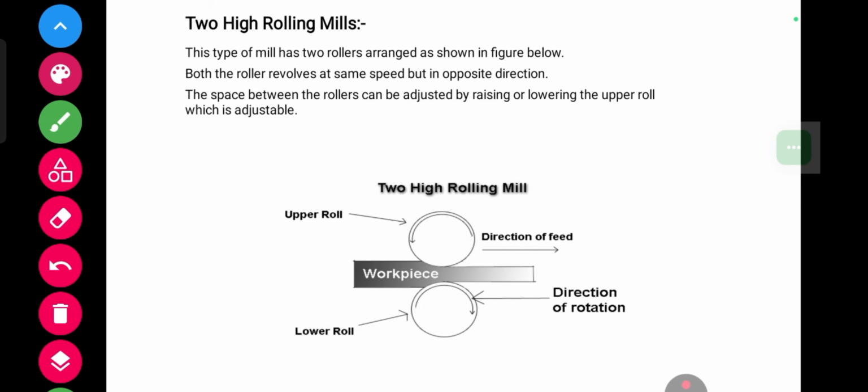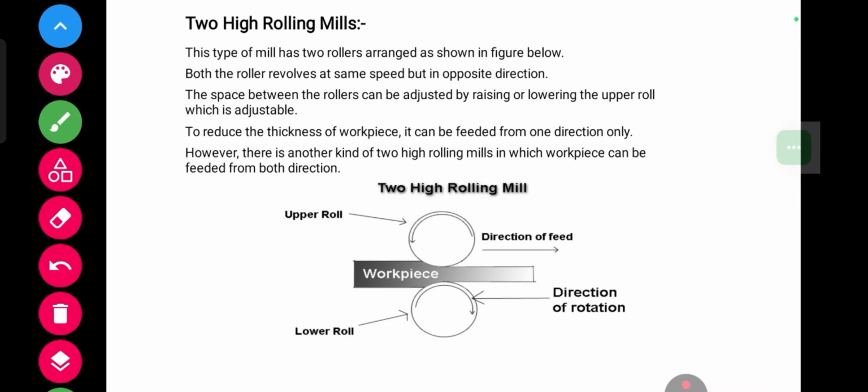The space between the rollers is adjusted by raising and lowering the upper roll, which is adjustable. To reduce the thickness of the workpiece, it can be fed from one direction only. However, there is another kind of 2 high rolling mill in which the workpiece can be fed from both directions.